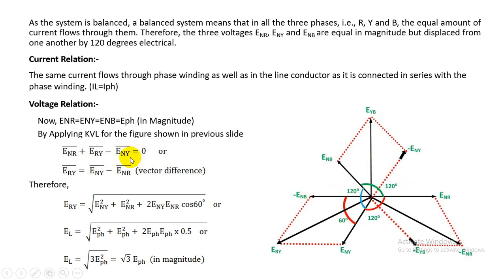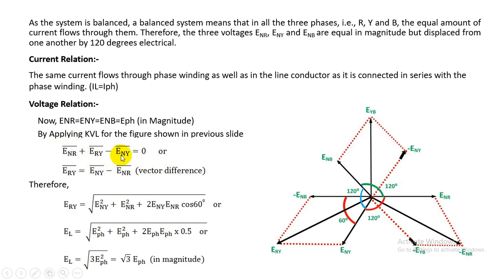As we know, when we apply KVL to the above star connection, we get the voltage drop equal to the voltage supply. Here the line voltage is the supply voltage, and the phase voltages are drops, based on the polarities that the phase voltages have. Like that, when you apply KVL, we get vector ENR plus vector ERY minus vector ENY is equal to 0. This is one relation.